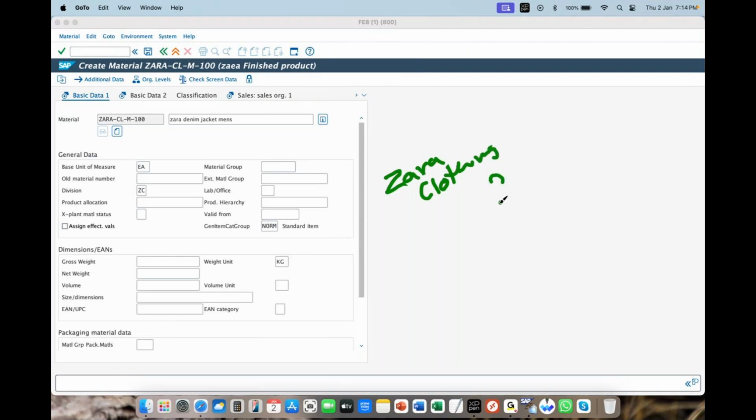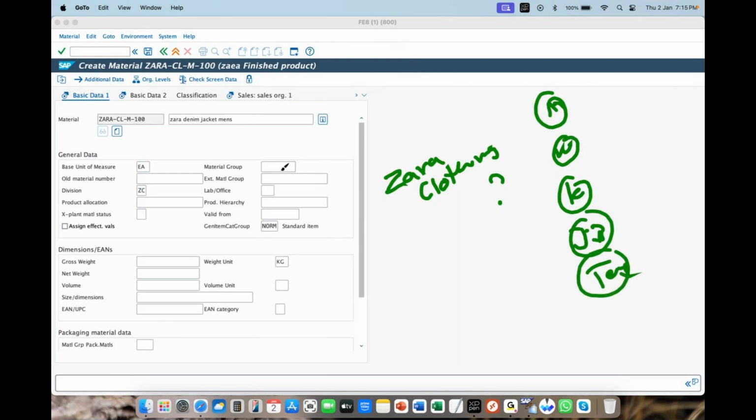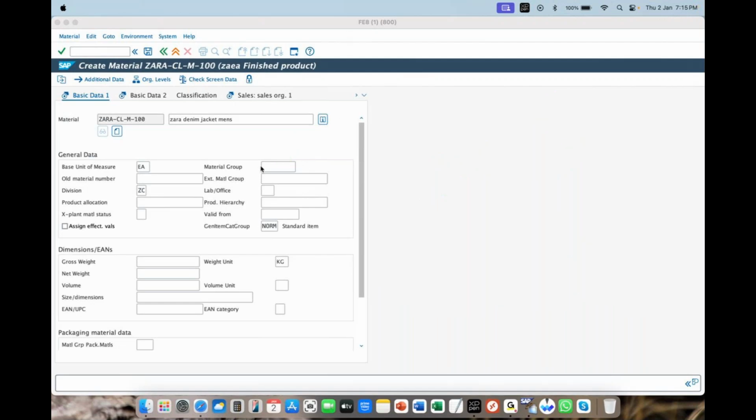Now, clothing of whom? Is it men's or women's or kids or newborn or teens? Whom? That is connected with reference to the material group. That's how the product hierarchy is expressed in terms of selling purpose. We have another product hierarchy from the manufacturing point of view. For selling purpose, our material group will fulfill that. So with reference to material group, you segregate.